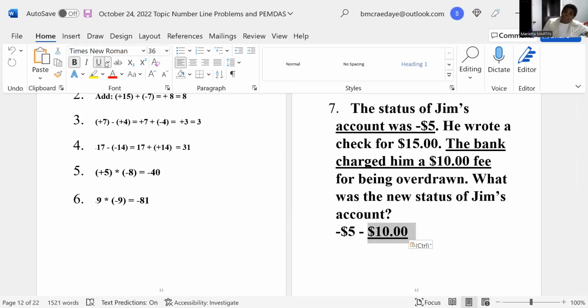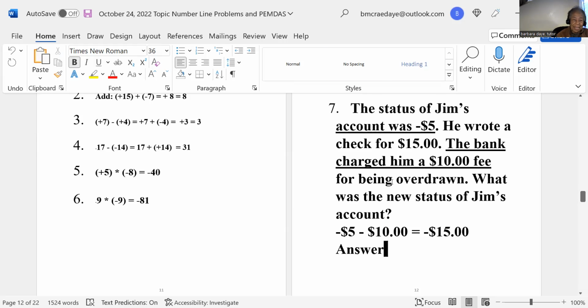Because if he didn't have the money there, that check is going to bounce again. You're absolutely right. It's not going to clear until he gets some money there. So right now he owes the bank. The new status is a negative $15. That's the answer.